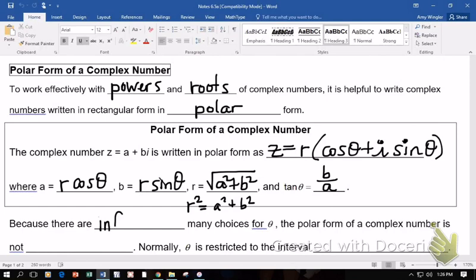Because we have infinitely many choices for theta, the polar form of a complex number is not unique. Normally, theta is restricted to the interval 0 to 2 pi. This is written and told to you in the reading of the book. It will sometimes be in the directions, but not all the time. You have to remember that.